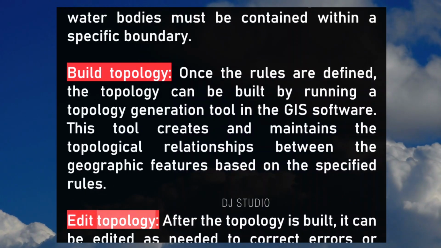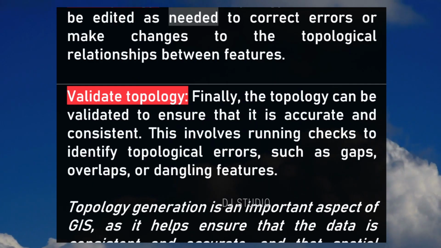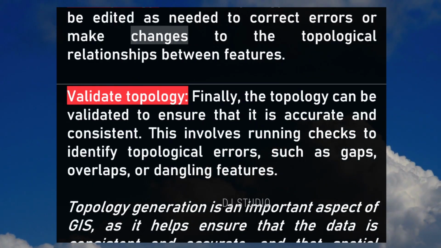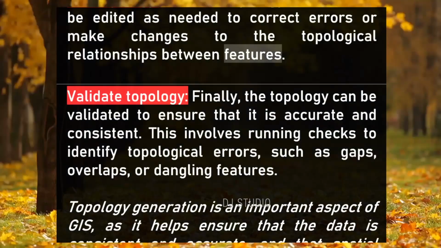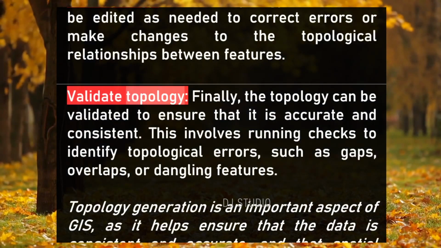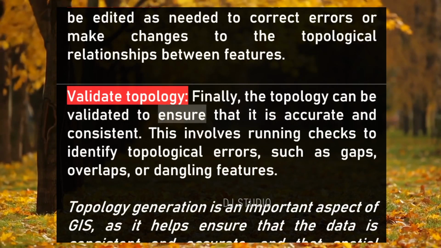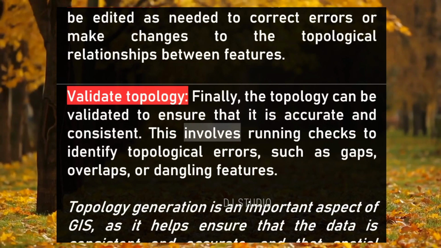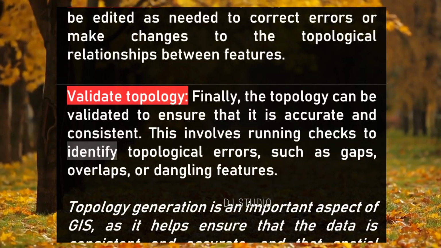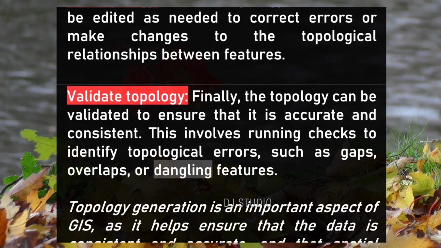Edit topology. After the topology is built, it can be edited as needed to correct errors or make changes to the topological relationships between features. Validate topology. Finally, the topology can be validated to ensure that it is accurate and consistent. This involves running checks to identify topological errors, such as gaps, overlaps, or dangling features.